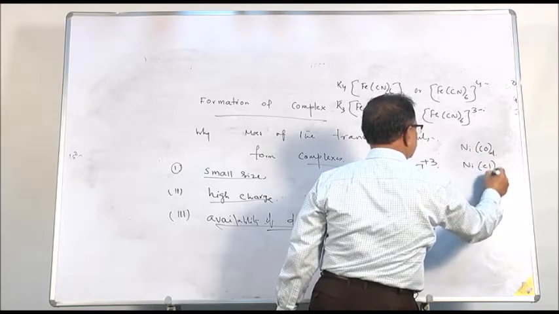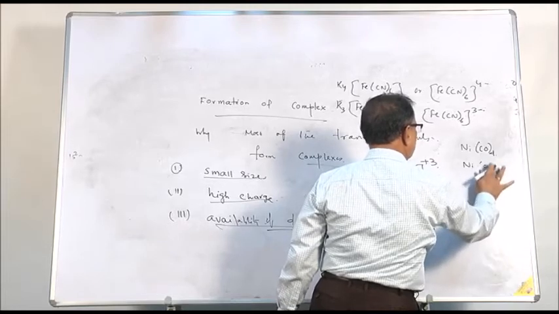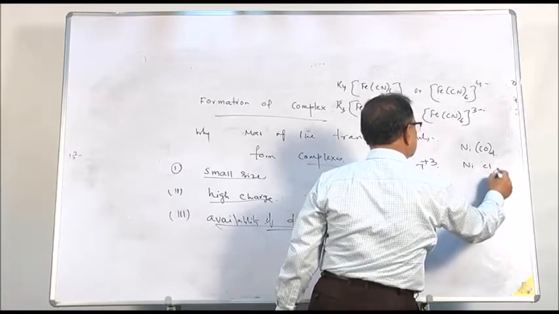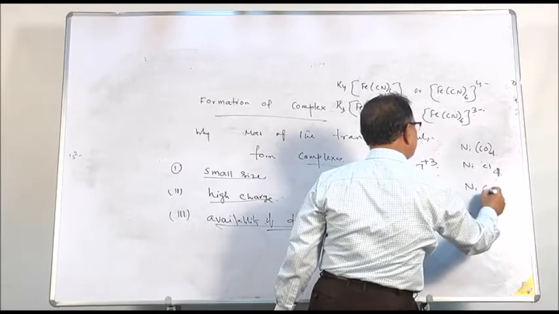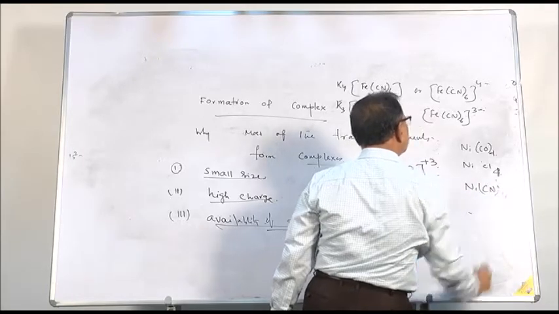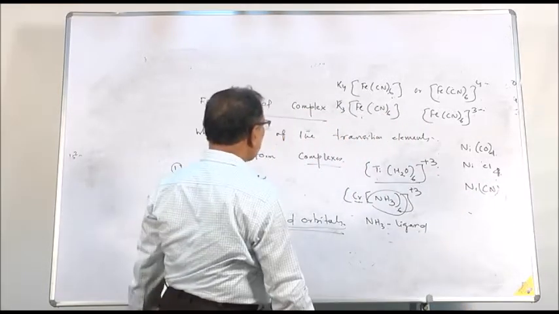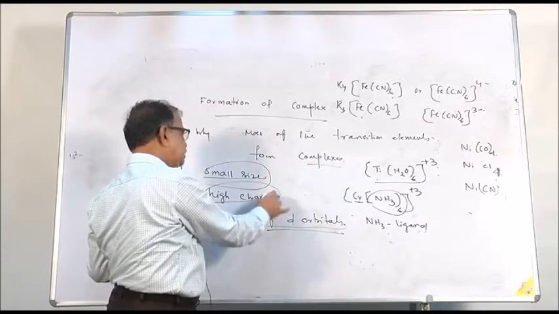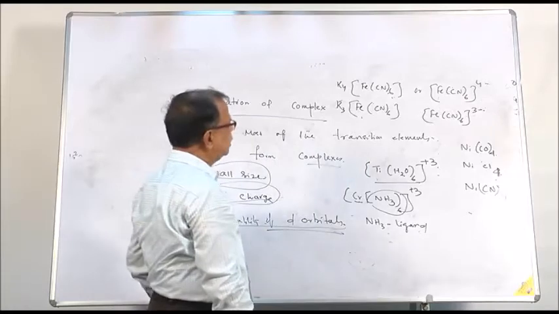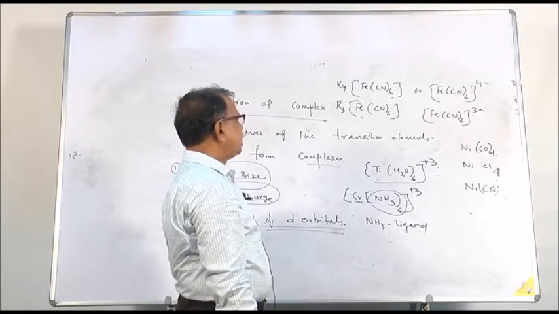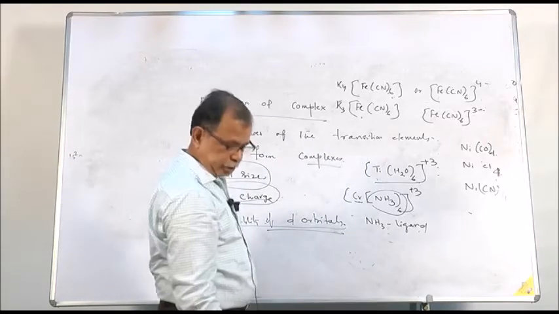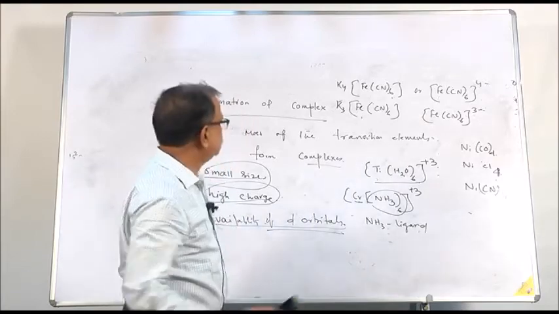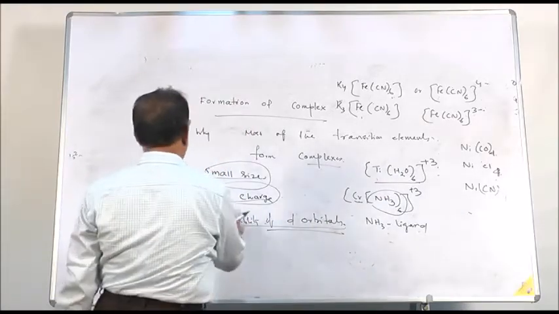NiCl4, Ni(CN)4, like this. So the number of complexes formed is due to small size, high charge, and availability of d orbitals. Most of the transition elements form complexes. Then color: why do transition elements show color? Most of the transition elements are colored.